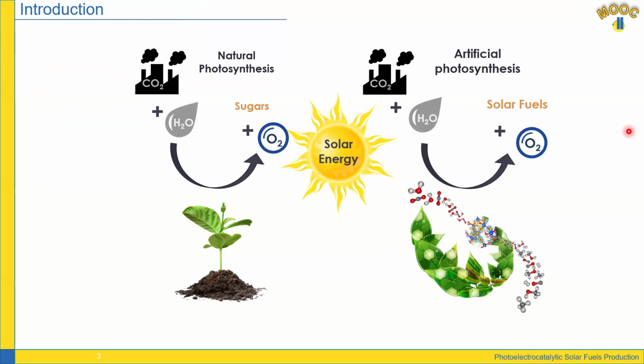So basically what we try to do is mimic natural photosynthesis in a process called artificial photosynthesis, where we try to use abundant molecules such as CO2, nitrogen, or water, and convert them by using solar energy into solar fuels. In that sense, we are able to store the solar energy in chemical bonds.